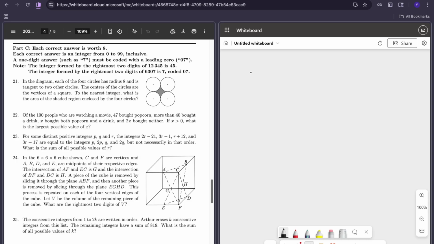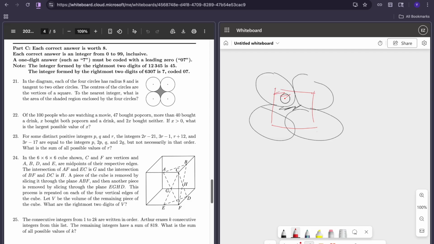This one is really easy. You just need to first draw the four circles, and then the shaded region is here. The centers are here, here, here, here. Connecting them, passing through the four tangent points, you will see this part, this part, this part, and this part together become a full circle.